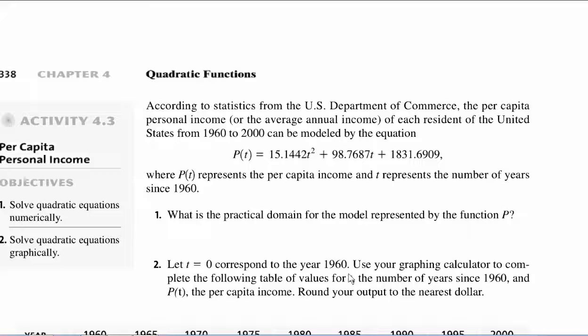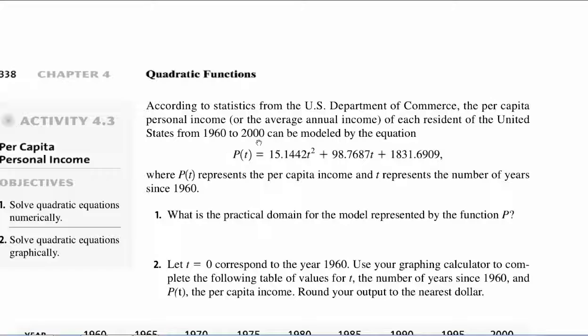So activity 4.3 continues our discussion on quadratic functions. Let's take a look at the book's example. It says statistics from the U.S. Department of Commerce lay out the per capita personal income of each resident in the U.S.